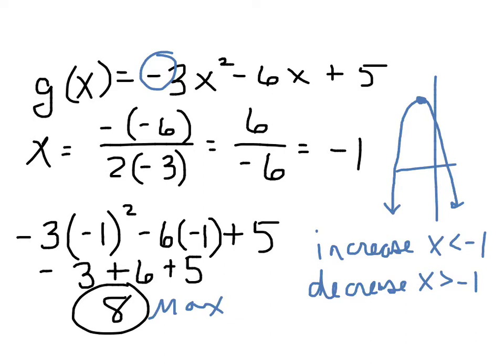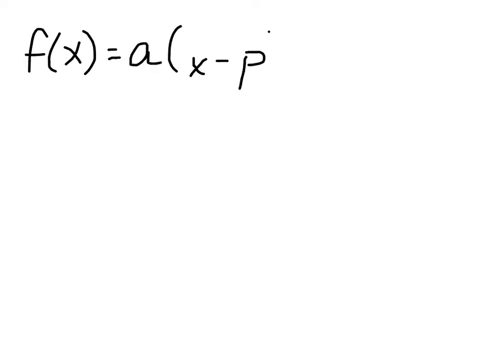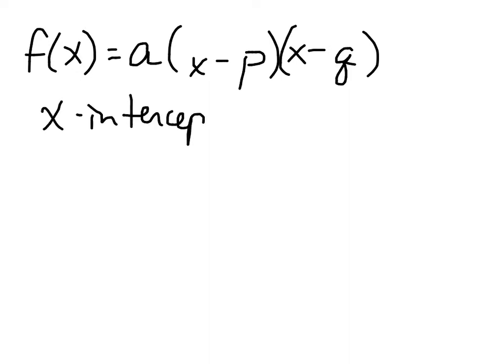Okay? Then, the last type of formula that you guys are going to see is when it's like this in this position: a(x minus p)(x minus q). Okay? What this particular format is called is the x-intercepts form. The x-intercepts are p and q.